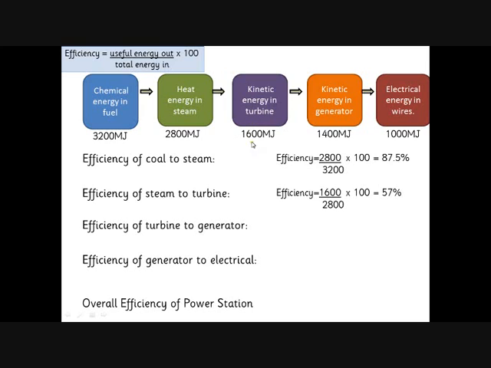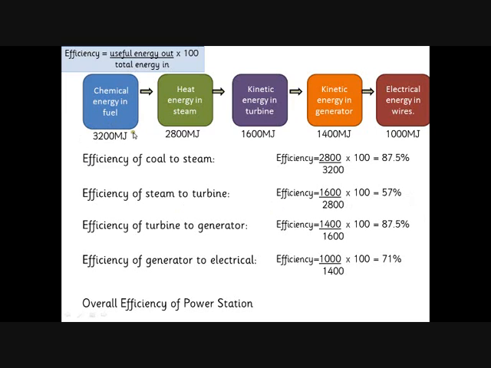So here's the 1,600 that came from 2,800, 1,400 from 1,600, 1,000 from 1,400. There are the percentages. Think about this. If you were an engineer in the power station, you might want to look at these numbers to see where the problem is. So clearly the biggest problem in this one is getting the thermal energy from the steam into the turbine. If you could improve that process, that would make a big difference to the overall efficiency.